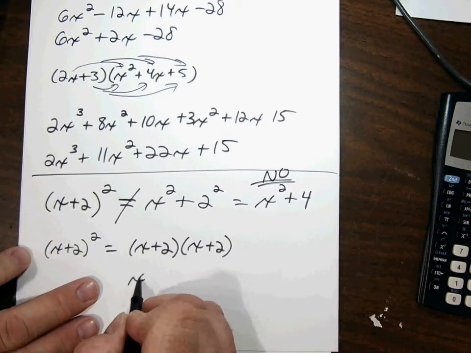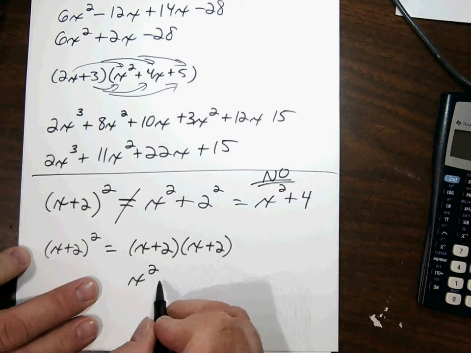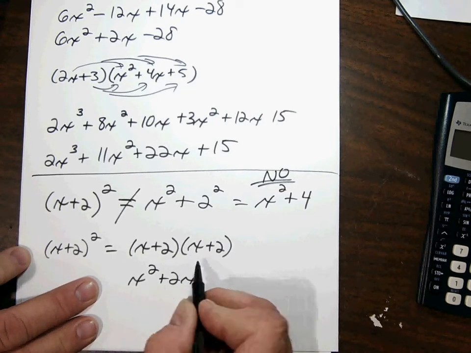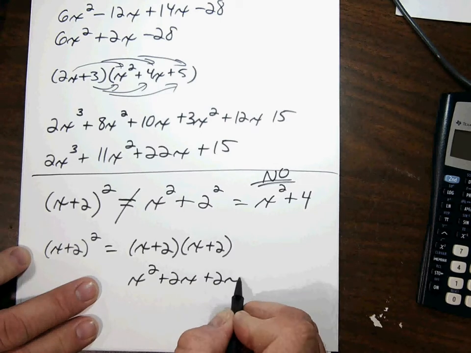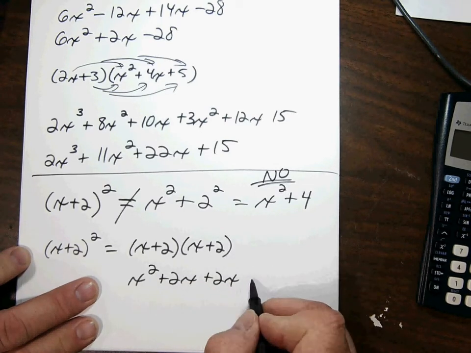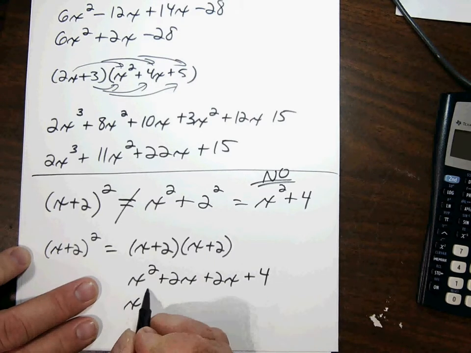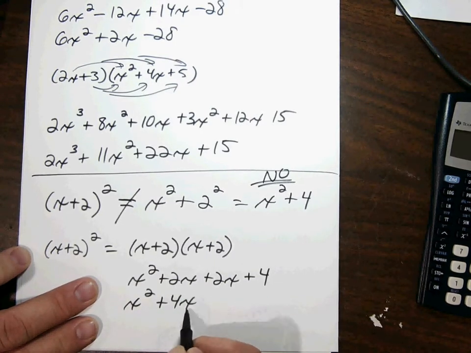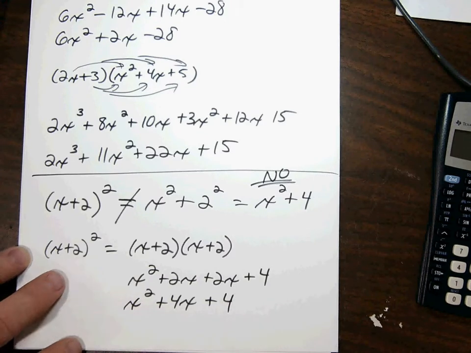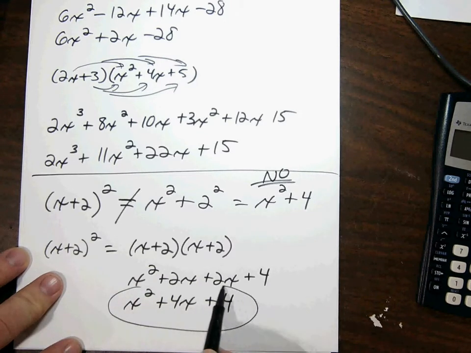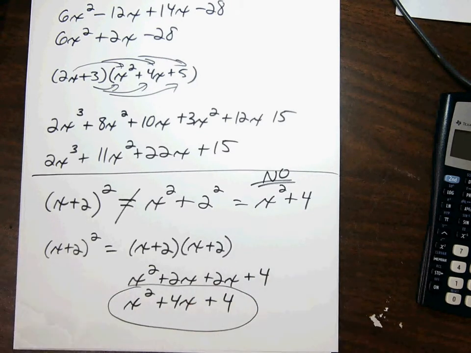x times x is x squared. x times 2 is 2x. Another 2 times x gives me another 2x. And 2 times 2 is 4. And there we go. Simplify it: x squared plus 4x plus 4. Okay, so you see I completely lost that center term up here when I just kind of jumped the gun a little bit on it. So we got to be careful about that, okay?